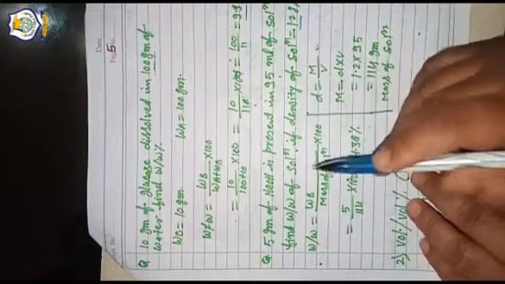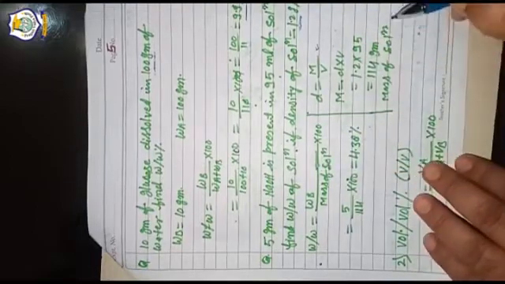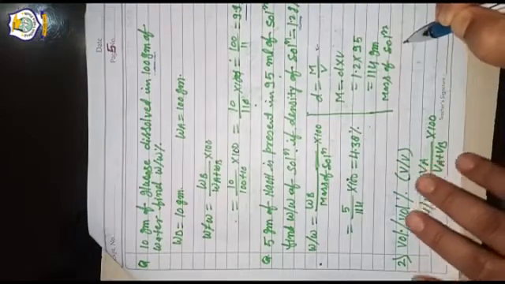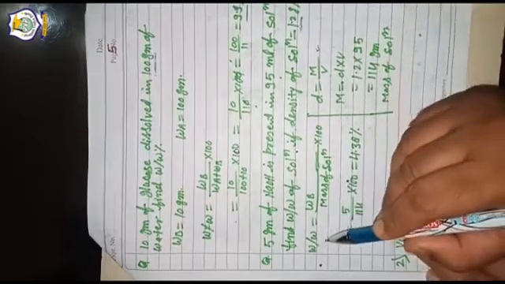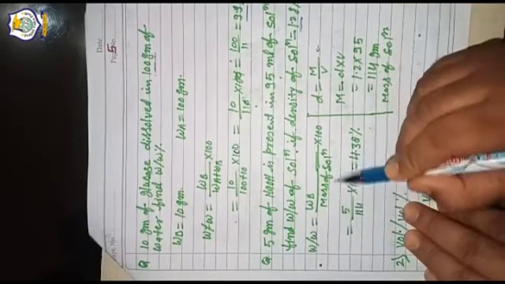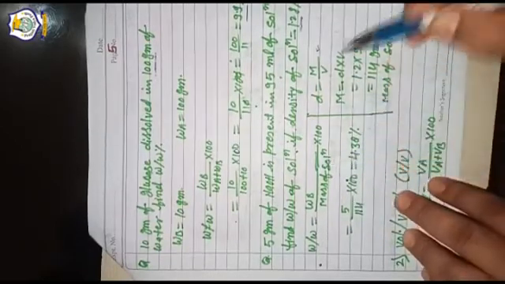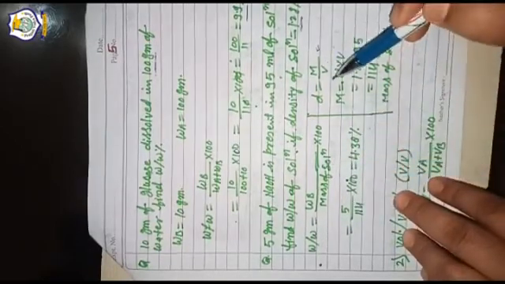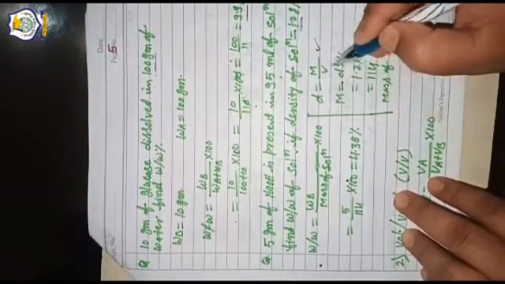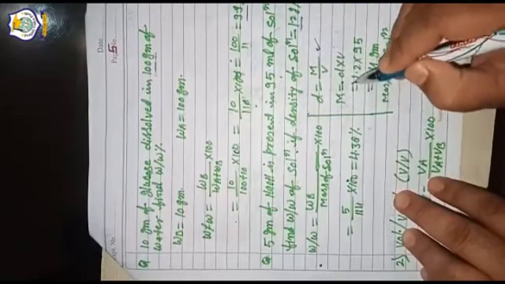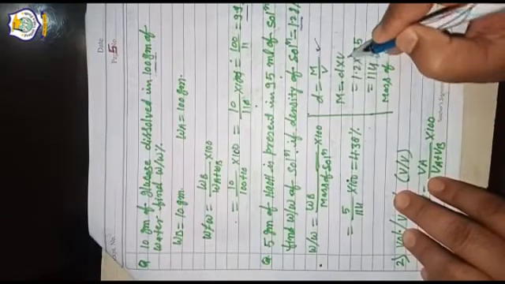In this question, the mass of solution is not given, but for finding the value of W upon W, we take the mass of solution. The mass of solution is found with the help of the density formula, D equals M upon V. The mass of solution equals density of solution times volume of solution.